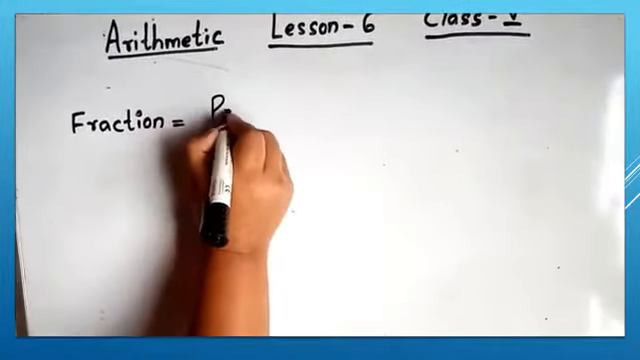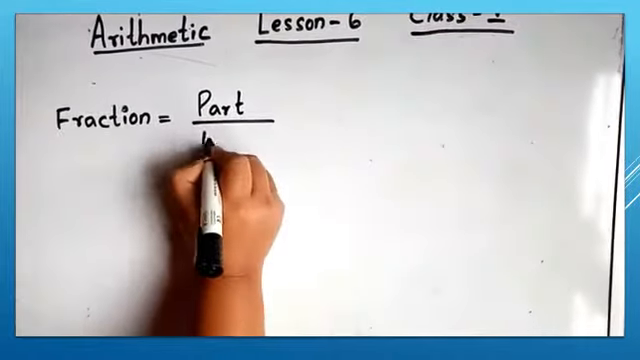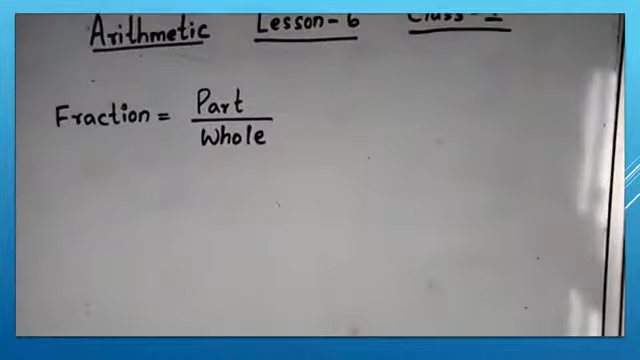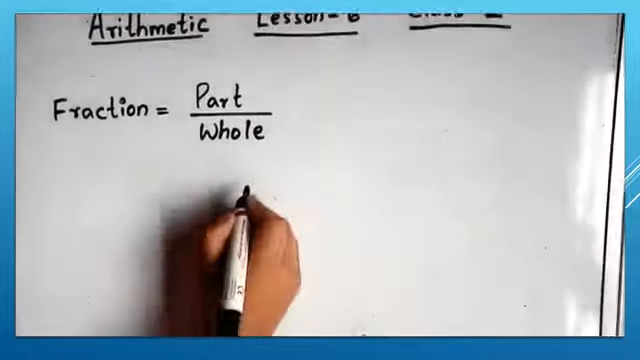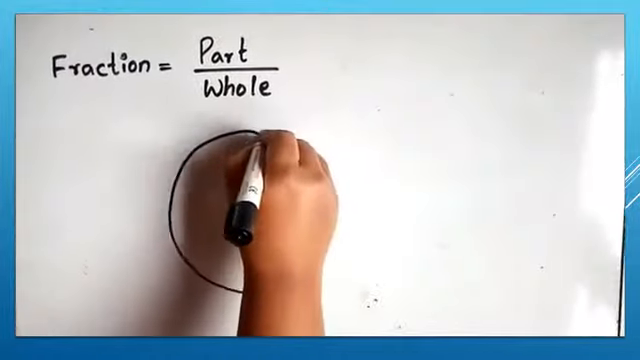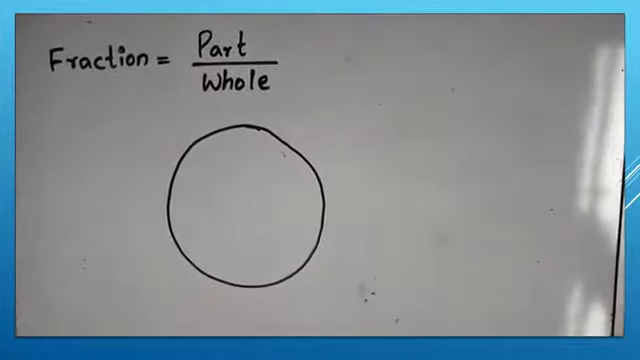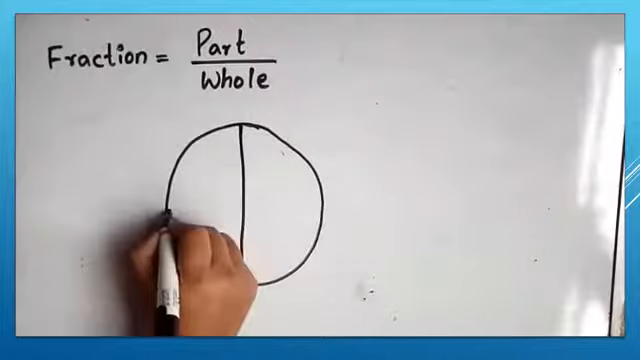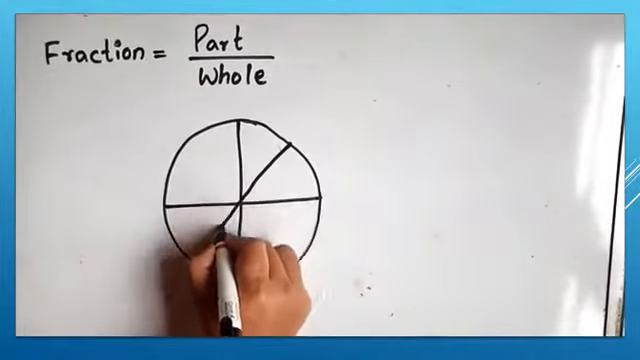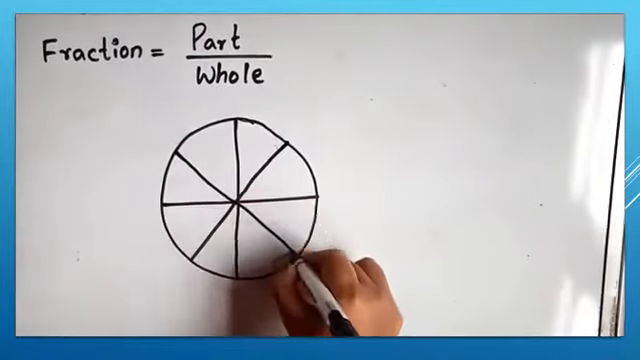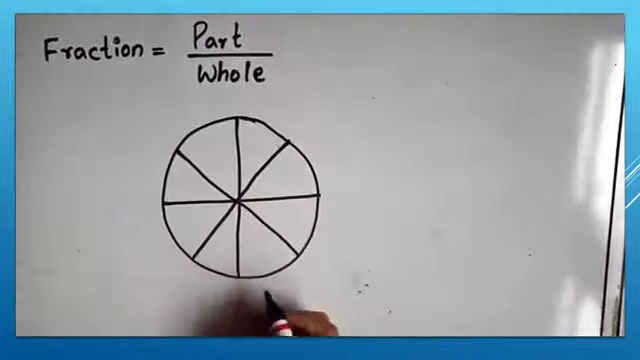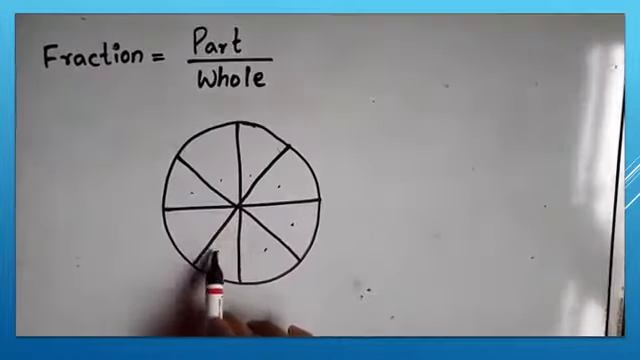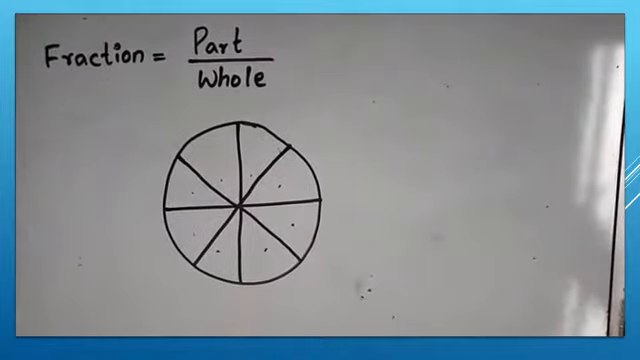A fraction is a part of a whole or a part of a group. To understand this, I will explain with the help of an example. Suppose you had one whole pizza and you have to divide this among your friends. So you will divide the pizza into equal parts. Now, how many pieces are there in one whole pizza? Let us count. 1, 2, 3, 4, 5, 6, 7, 8. 8 pieces of pizza are there.